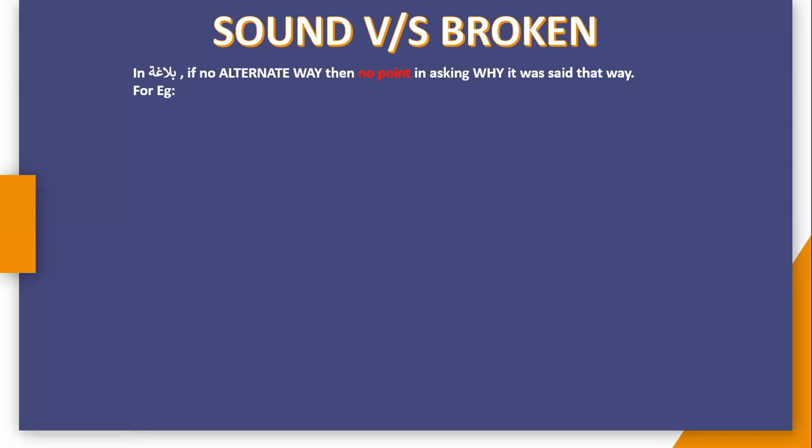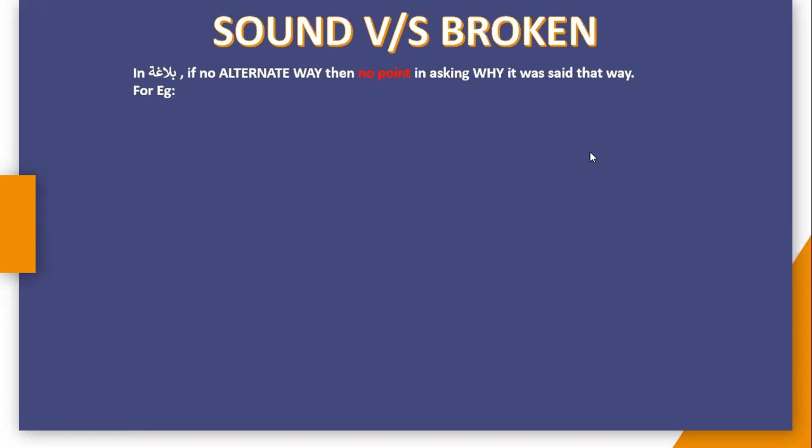Now, in Balagha, if there is no alternate way, then there is no point in asking why it was said that way. For example, if you have a word which has a sound plural and a broken plural, then you can ask why at a certain place the sound plural was used and why at another place the broken plural was used. If the meaning was just to tell that they are more than two, then why use sound at one place and broken at another?